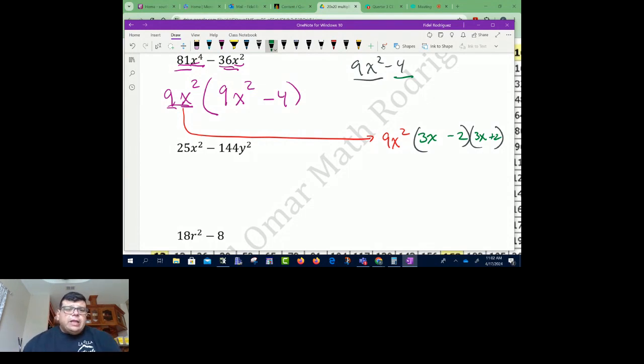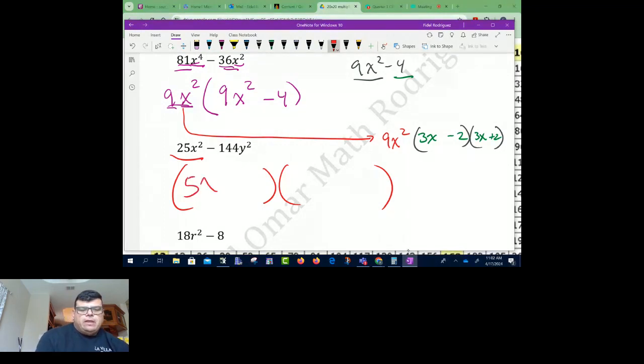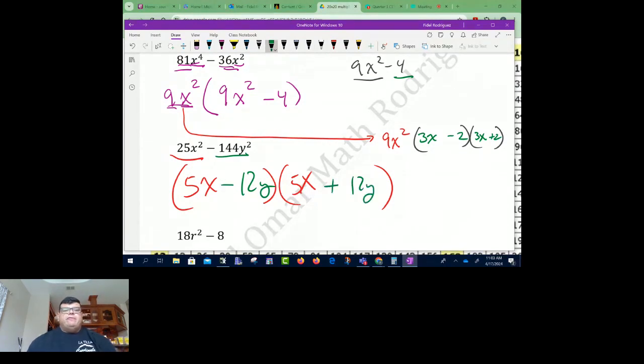So again, before I got started, we could factor out that greatest common factor, and so that's what we did. I'm going to do the same thing here. I'm going to use my difference of squares formula. If that's a 25x squared, 5x and 5x. If that's a 144y squared, 12y, 12y, one of them minus, one of them plus.